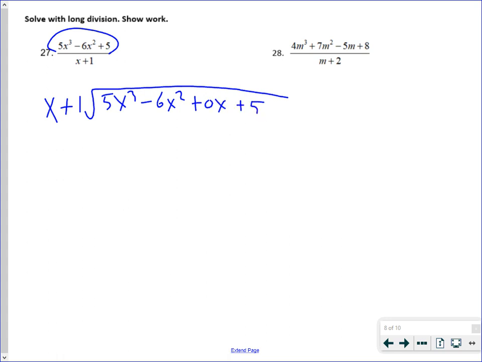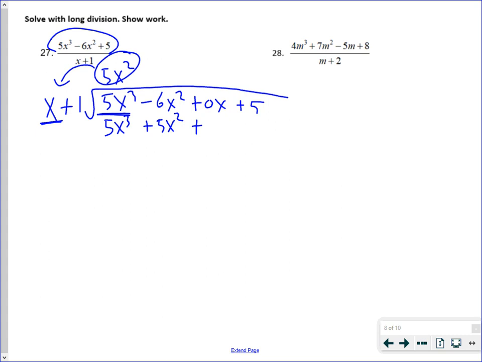In long division, we check how many times the first term of the divisor goes into the first term of the latest polynomial under the division sign, x. So in other words, x times what gives us 5x cubed? That's going to be 5x squared. So we multiply the 5x squared by everything in the divisor. 5x squared times x is 5x cubed, and 5x squared times 1 is a positive 5x squared.